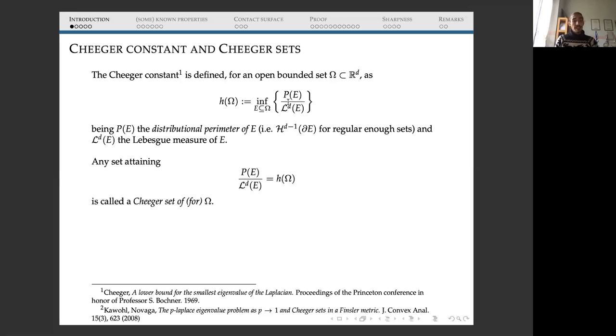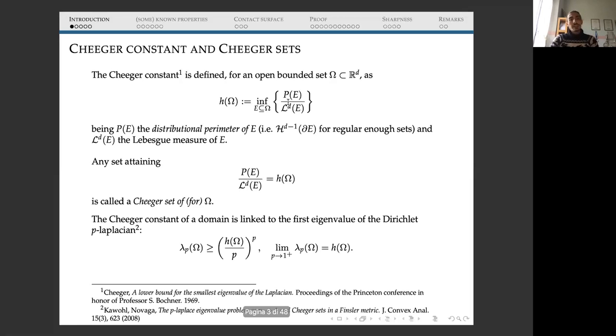Now, what is a Cheeger set then? A Cheeger set is any set which attains this minimum. So any set for which the ratio between the perimeter and the Lebesgue measure is equal to h is called a Cheeger set of, or sometimes even for, omega.